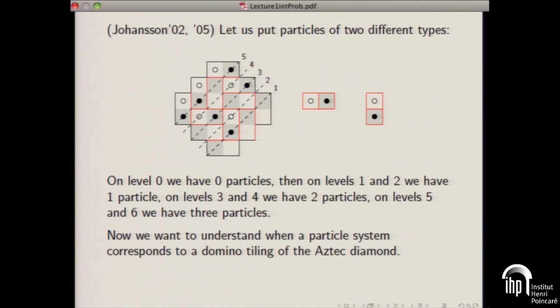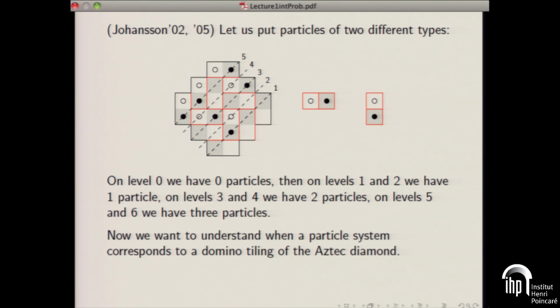So we now fixed these two types of dominoes, and now I want to think about these domino tilings not as dominoes, but as a particle system. In order to do this, I will use these two domino types and put a black particle in the black cell of this domino and a white particle into the white cell of this domino. So I use only these two types of dominoes that I fixed, and I do not put any particles on any other dominoes that I have in the domino tiling.